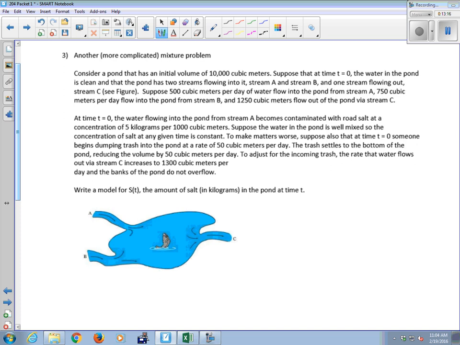500 cubic meters of water per day flow into the pond from stream A. So 500 cubic meters per day go in through A, and 750 cubic meters per day flow in through B. And then 1,250 cubic meters flow out of the pond, which is the sum of 500 and 750. So the amount of water in the pond is always constant. 1,250 cubic meters per day flow out.